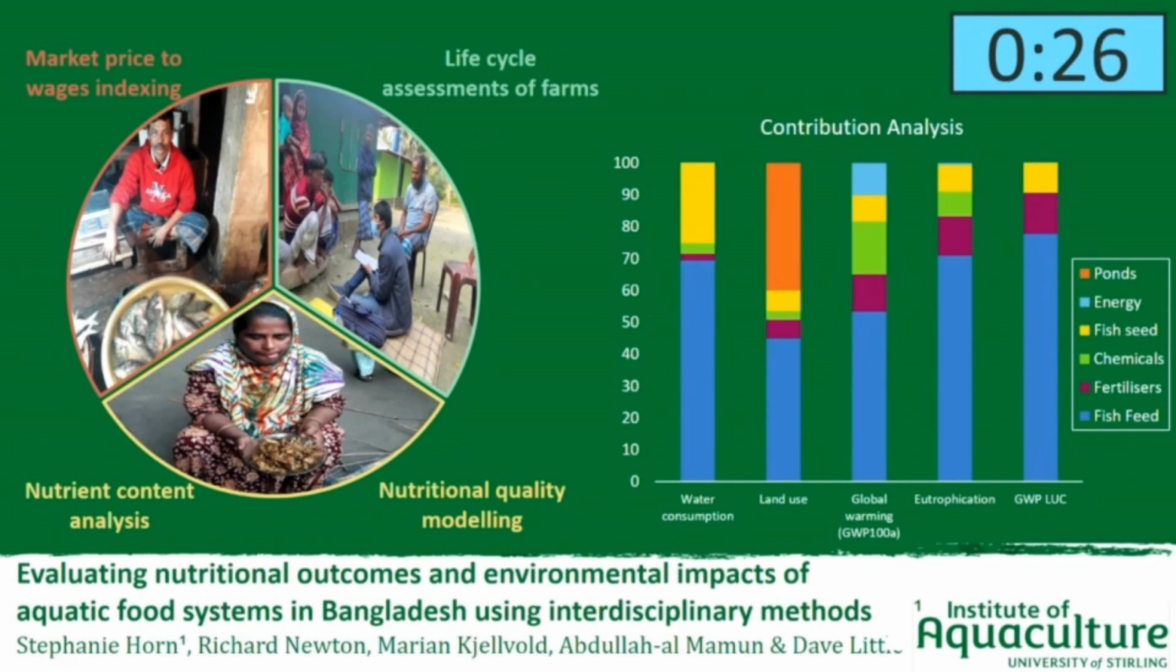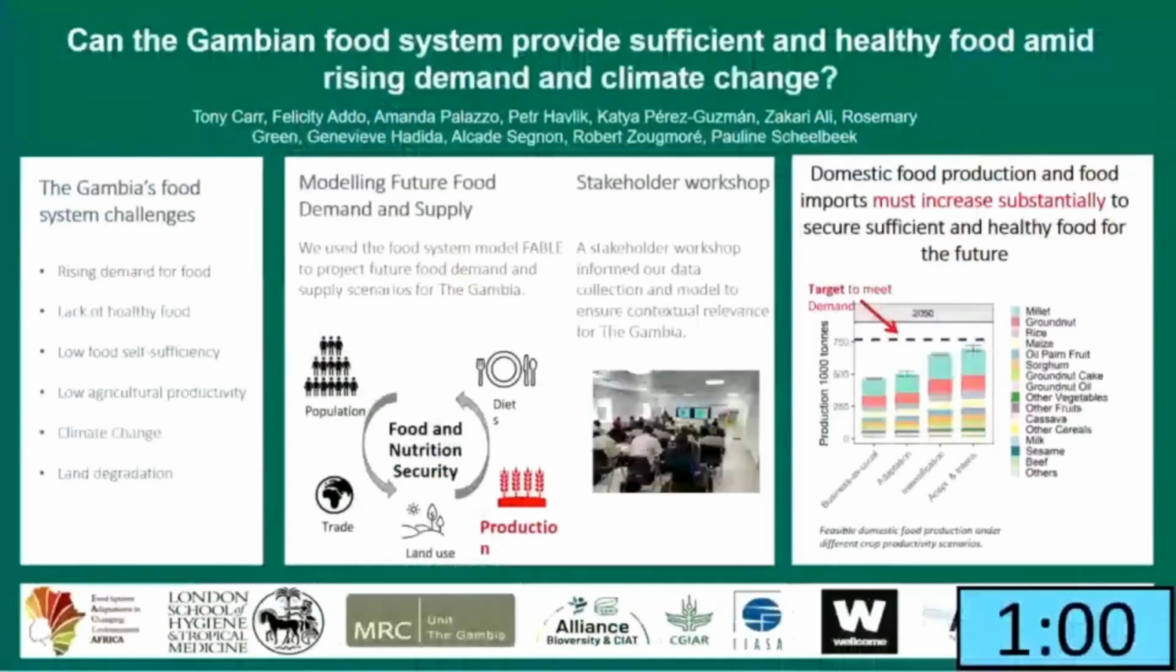By using interdisciplinary methods, we've shed light on the trade-offs and the synergies between the environmental impacts and nutritional outcomes of aquatic food systems. The results show us that integrating sustainability metrics and indicators can affect the overall results of food system performance assessments. That tells us that further interdisciplinary studies are urgently needed to measure global food system performance.